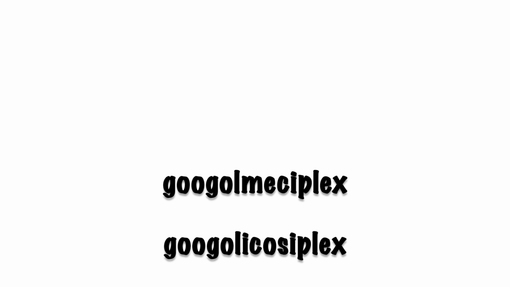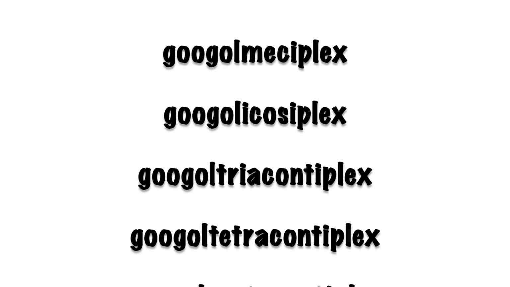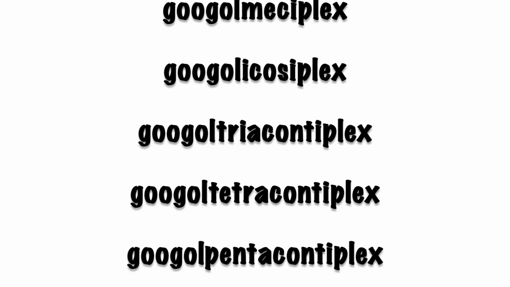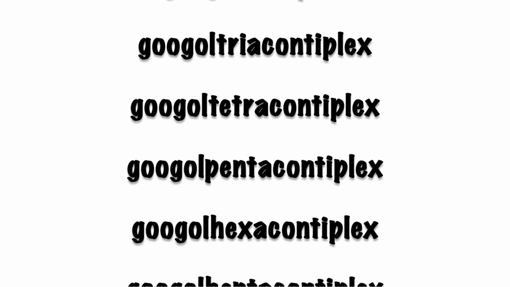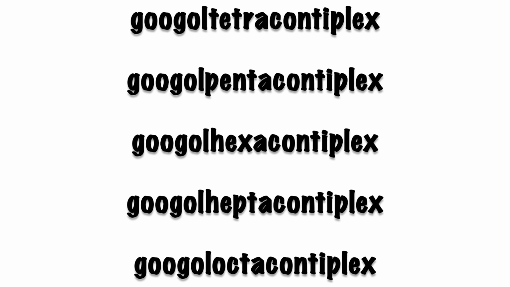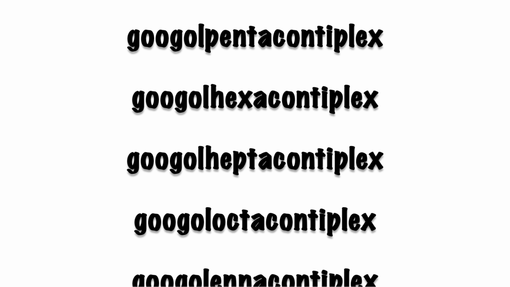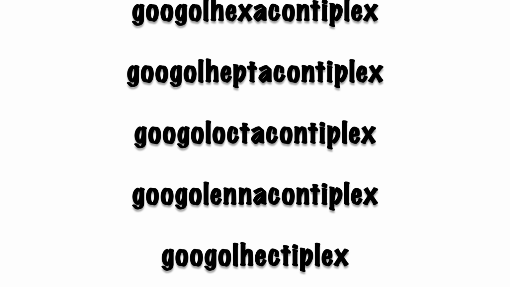But of course, we don't have to stop at a googolkilliplex. We can talk about a googolmessiplex, a googolcentiplex, a googoltriacontiplex. These prefixes should all look familiar from one of the previous parts. The only difference being that here, the jump between a googolhexacontiplex and a googolheptacontiplex, for example, is so much greater than the jump between hexacontillion and heptacontillion. A googolheptacontiplex has a non-nillion times as many tens in its power stack as does a googolhexacontiplex.